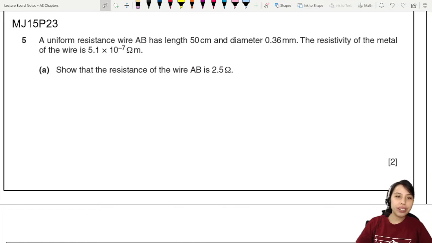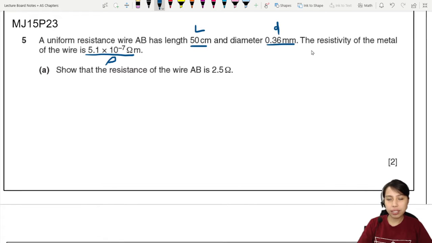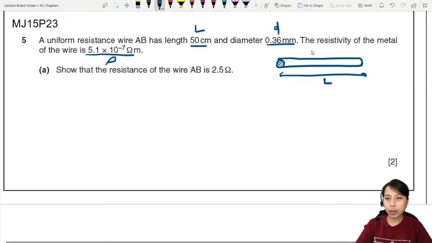A uniform resistance wire AB has length 50 and diameter 0.36. The resistivity of the metal is given. So this is rho, resistivity, length L and diameter D. We can assume that if they didn't say otherwise, your wire would be a cylinder shape. So you're going to have some cross-section area, some length, and of course you are made of some material, so you have a resistivity.